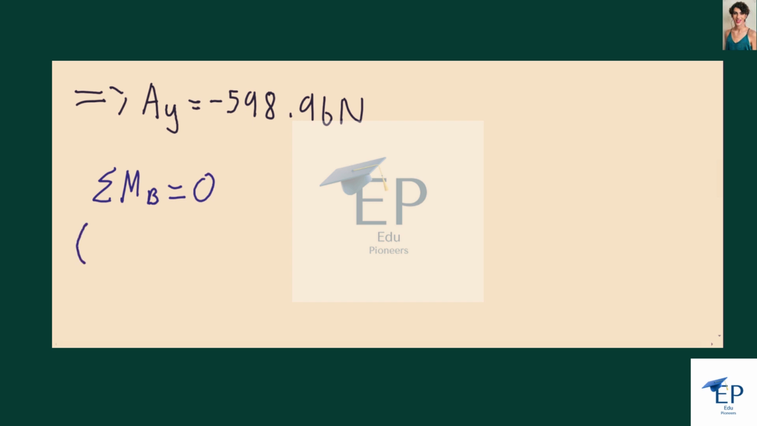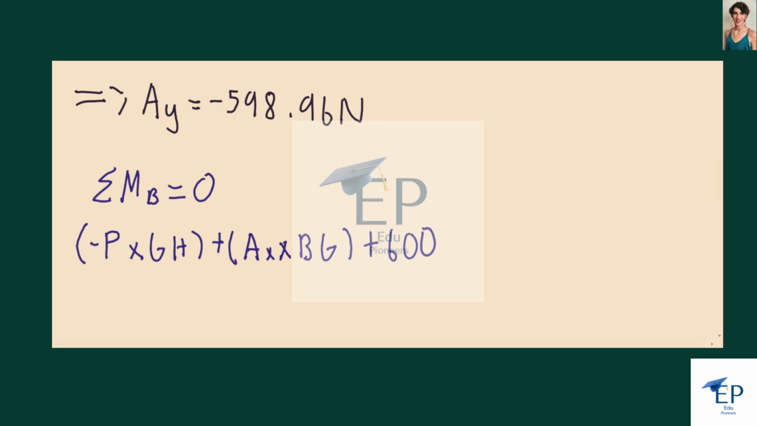And the expression is going to look, using the terms from the free body diagram, we can write negative P times GH, length GH, plus the x component of the reaction times BG, plus the force 600 times AG. And we set that equal to 0.